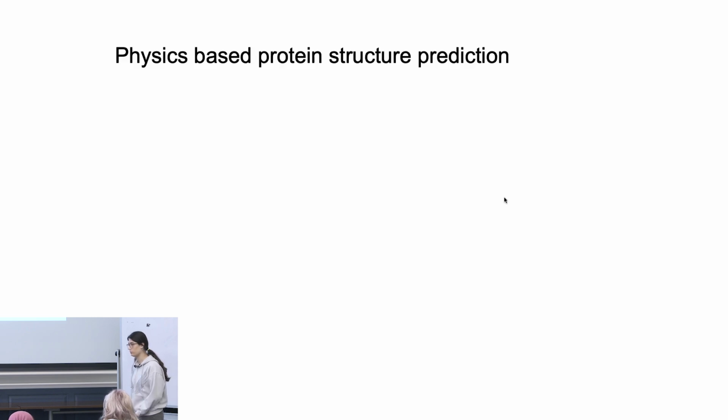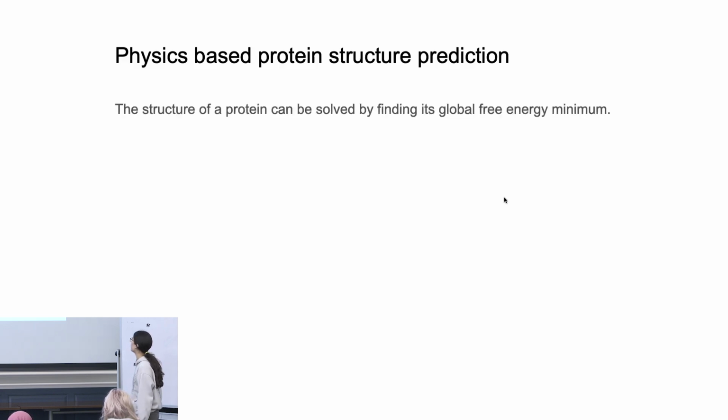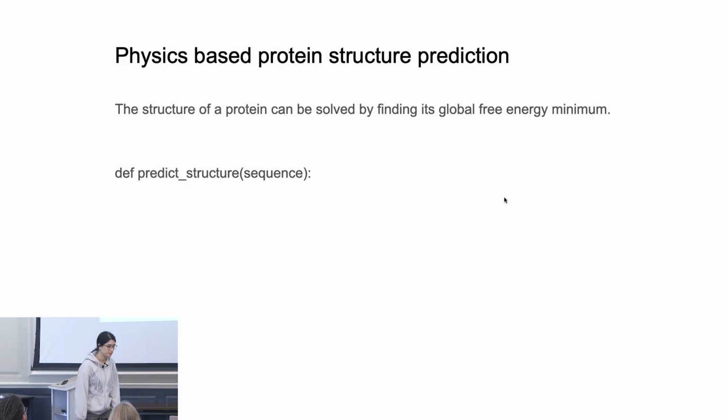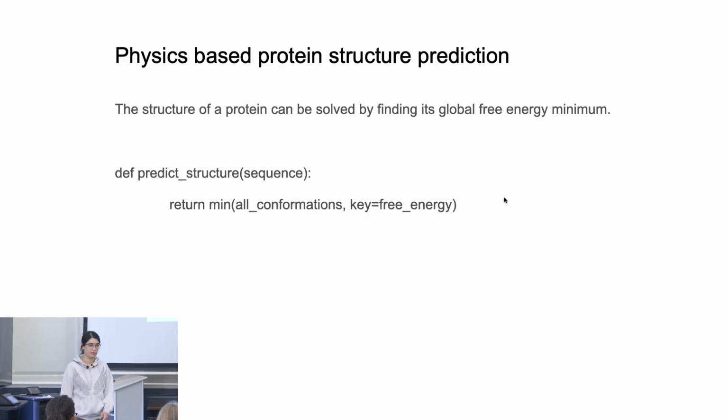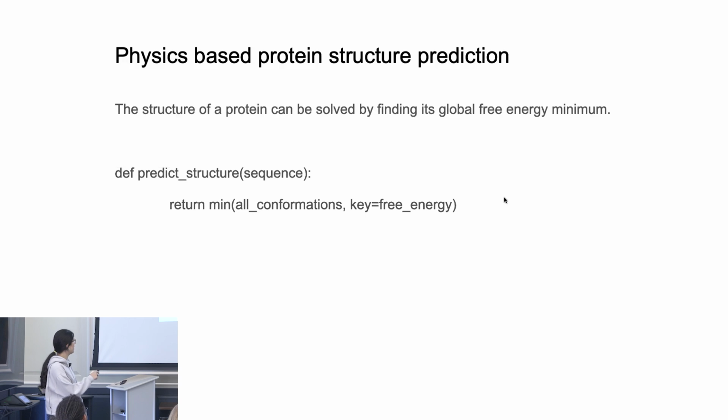And in this case, of course, we're doing physics-based modeling, and in order to find the structure of a protein, we're going to try to get to that energy minimum. This is very rough pseudocode to communicate the idea: if we're interested in predicting the structure of a protein given its amino acid sequence, we want to return the minimum of all sampled conformations, and the criterion of this minimization would be free energy. So you want to get to the lowest possible free energy given all conformations.